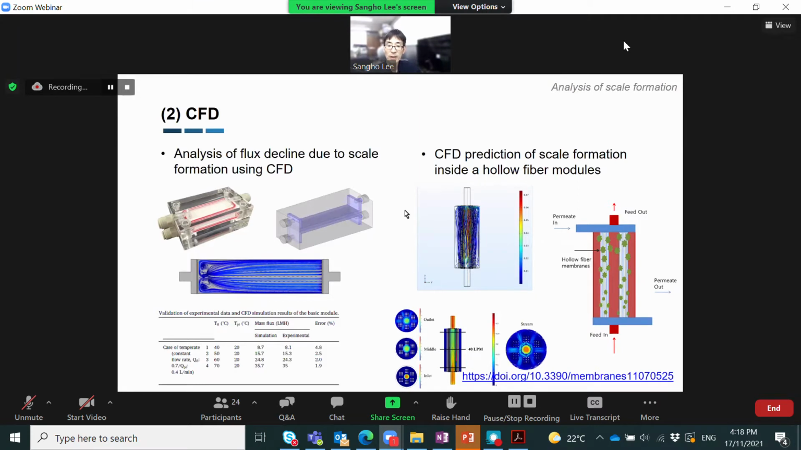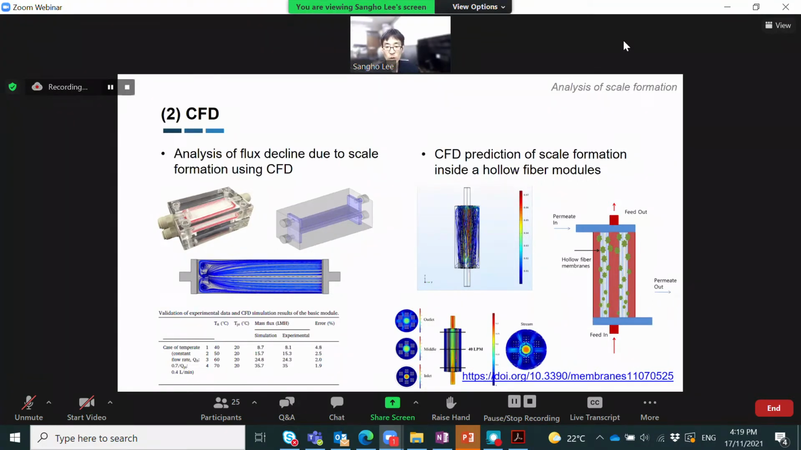CFD is another technique that lets us directly simulate the hydrodynamics, and based on that, we can have more accurate information on the scale formation process and the fouling phenomena. In one of my previous research projects, we used lab scale membrane modules, and we developed the geometry based on this module. This is a 3D CFD, and by doing that, we can accurately predict the flux decline with time by using this model.